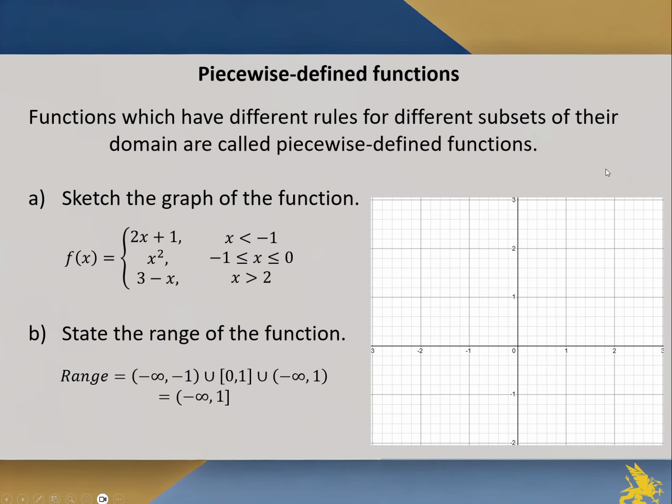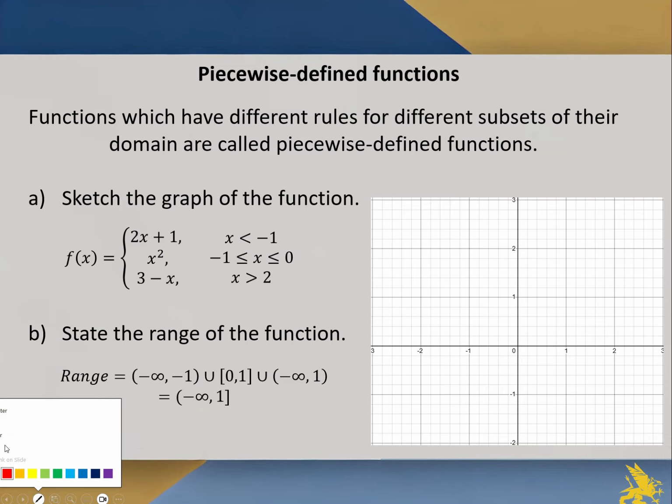So a piecewise just means we are going to have restrictions, and we're going to have multiple types of graphs that we are going to be graphing based on those restrictions. So in this case here, we are going to sketch the graph of f of x is equal to 2x plus 1 when x is less than -1, x squared when x is equal to or greater than -1, and equal to and less than 0, and 3 minus x is when x is greater than 2.